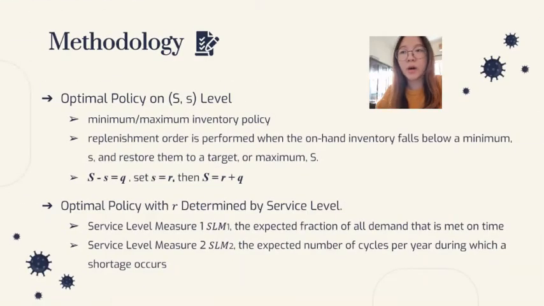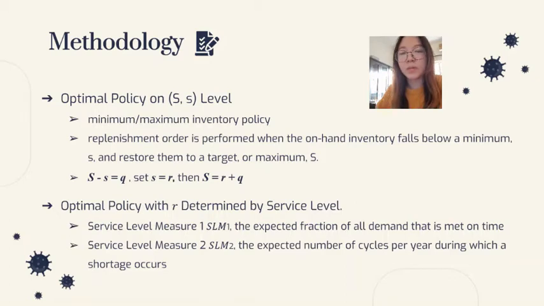Next, we will have an optimal policy on the sS level. The big S is denoted as the maximum and the small s is denoted as the minimum. So this is also called a maximum and minimum inventory policy. Mainly we will perform a replacement order when the on-hand inventory falls below the minimum and restore it to a target on the maximum. Quantity is found by using the maximum level minus the minimum level.